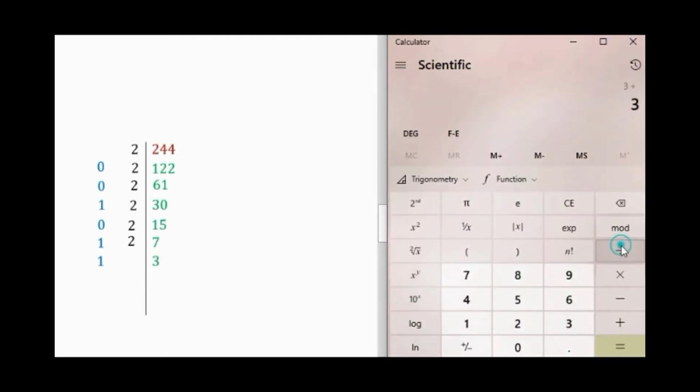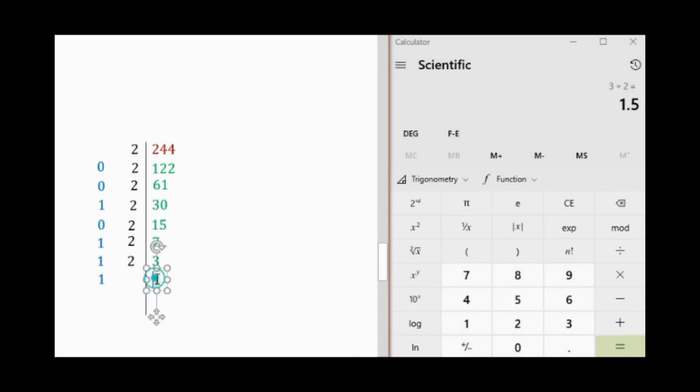3 divided by 2. The result again is 1.5, not an integer number. So you write only 1. You take only 1 from here. And because we have a fraction number here, the remainder will be 1, not 0, 1.